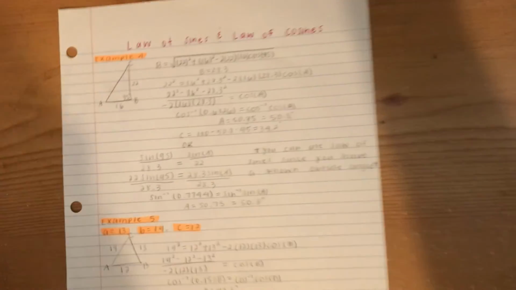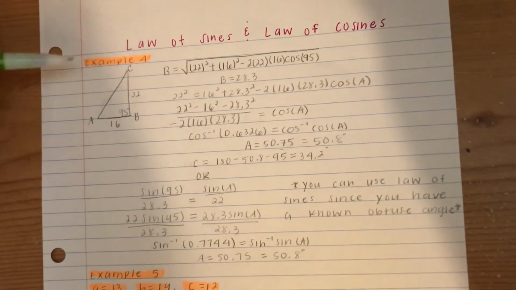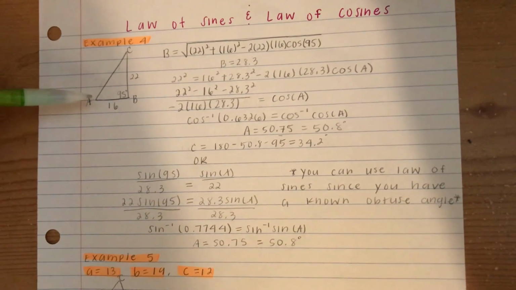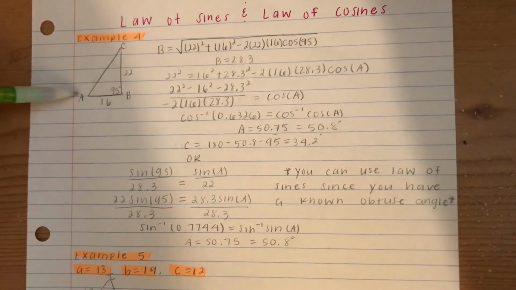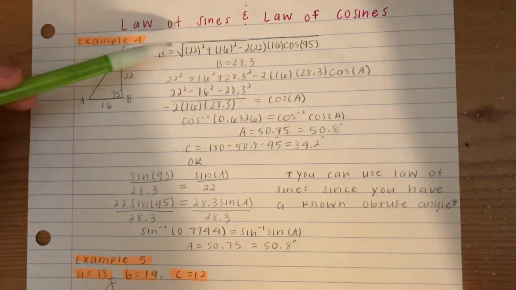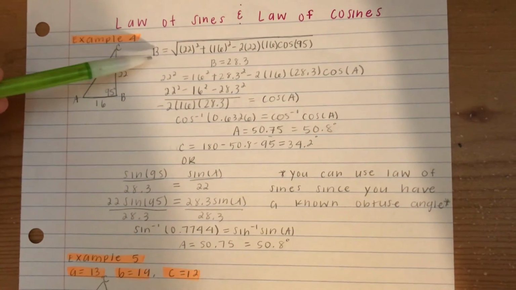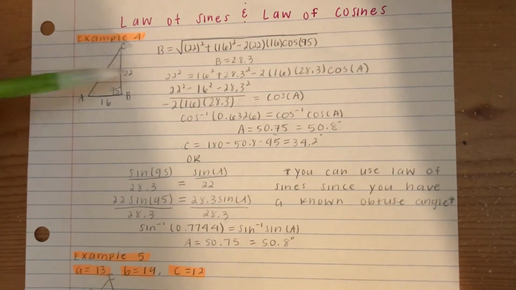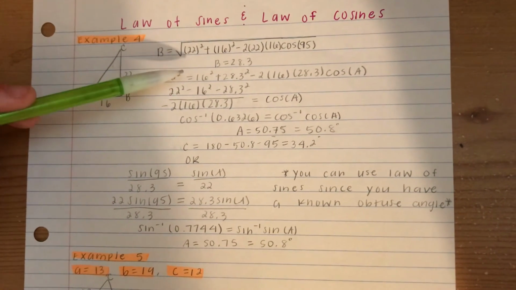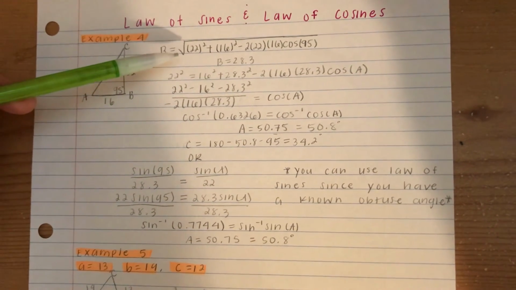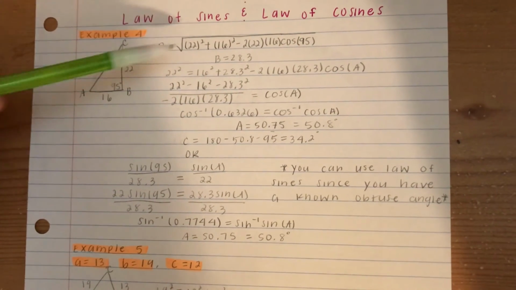Let's take a look at this next example. We are given that the measure of angle B is 95 degrees, the measure of side C is 16, and the measure of side A is 22. We can plug these values into the formula to determine the measure of side B. You can plug all of this into your calculator and you'll get the measure of side B to be 28.3.